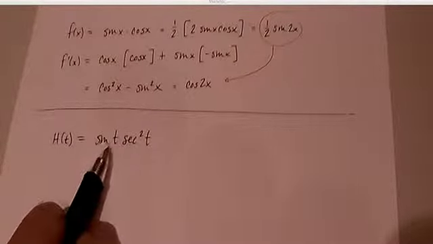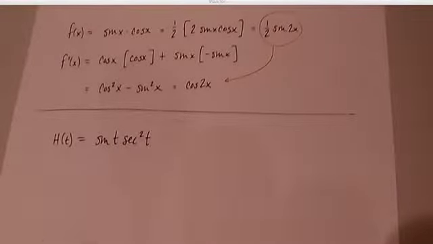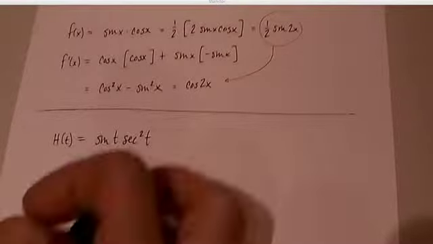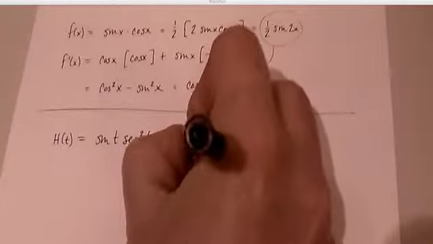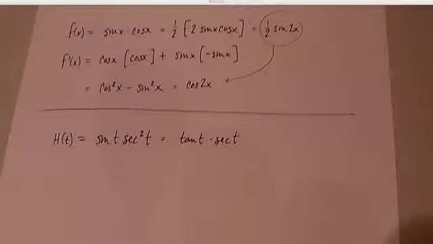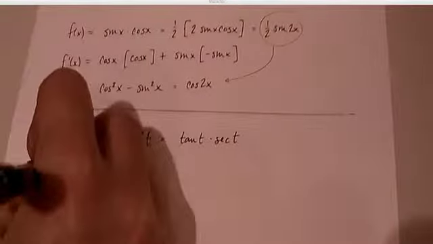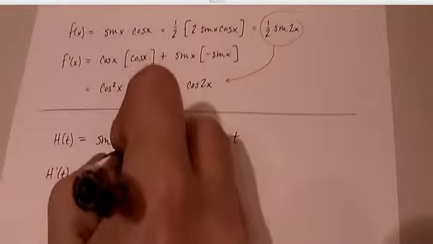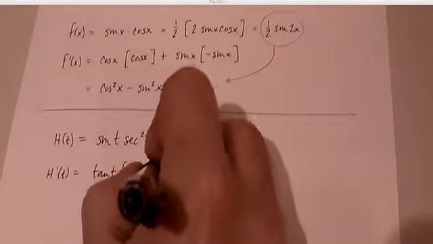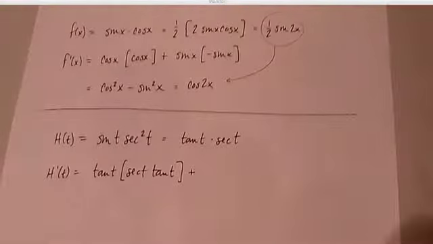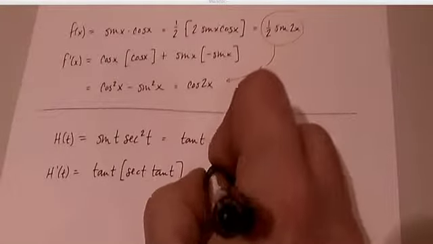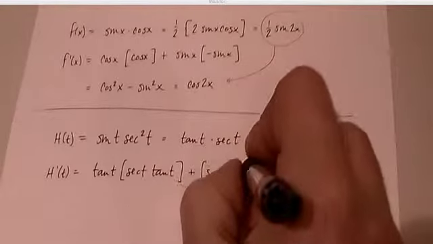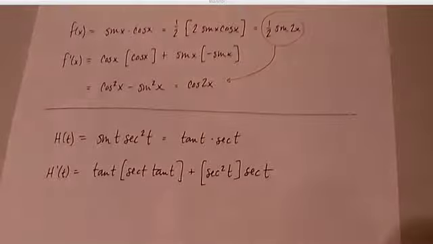Why don't I let the sine borrow one of those secants? Because once you multiply sine times secant, you're really dividing sine by cosine, and that winds up being tangent t times secant t, and that right there is actually a pretty easy product rule question. So we'll say the first, which is tangent t, times the derivative of the second, and that's secant t tangent t, plus the derivative of the first, which is secant squared, times secant t, the second, right?